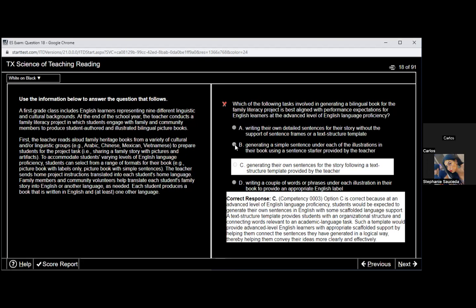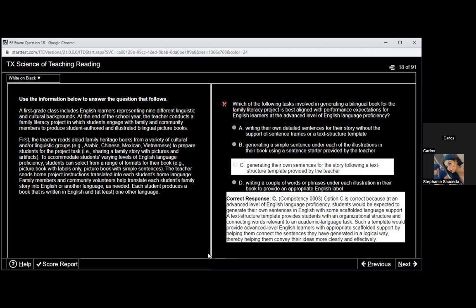At the end of the school year, the teacher conducts a family literacy project in which students engage with family and community members to produce student-authored and illustrated bilingual picture books. So at the end of the year, another keyword and phrase, they told us other important details. Remember, the devil is in the details.